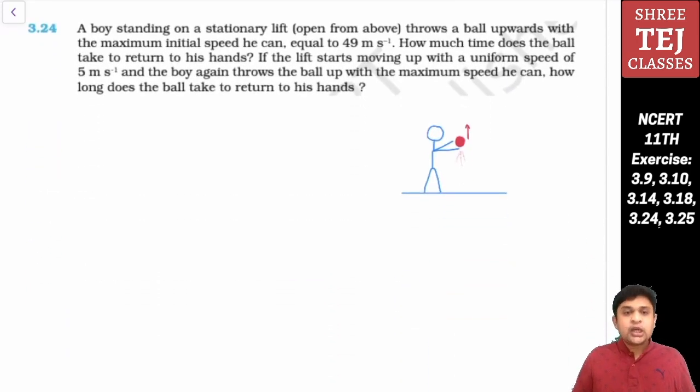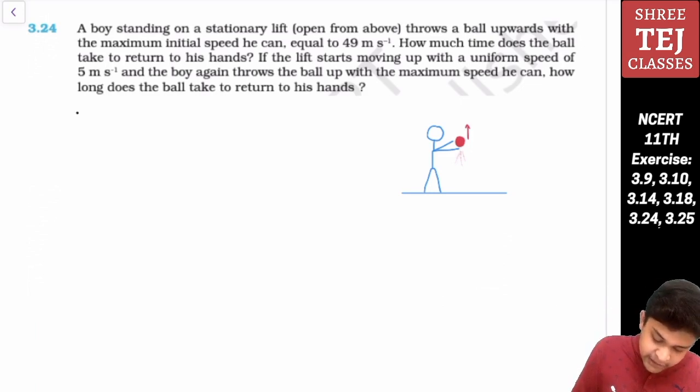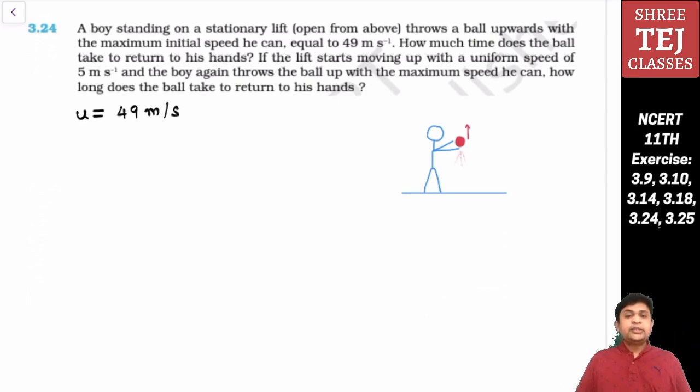3.24. A boy is standing on a stationary lift which is open from above, throws a ball upwards with maximum initial speed he can, which is equal to 49 meter per second. So maximum initial speed he can throw is 49 meter per second. How much time does the ball take to return to his hands?